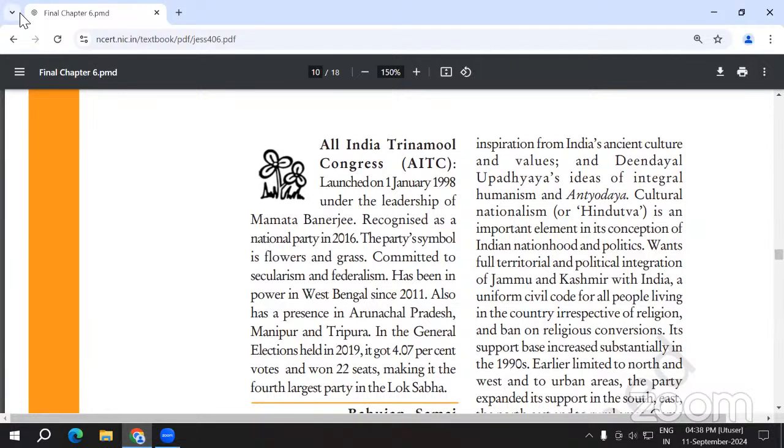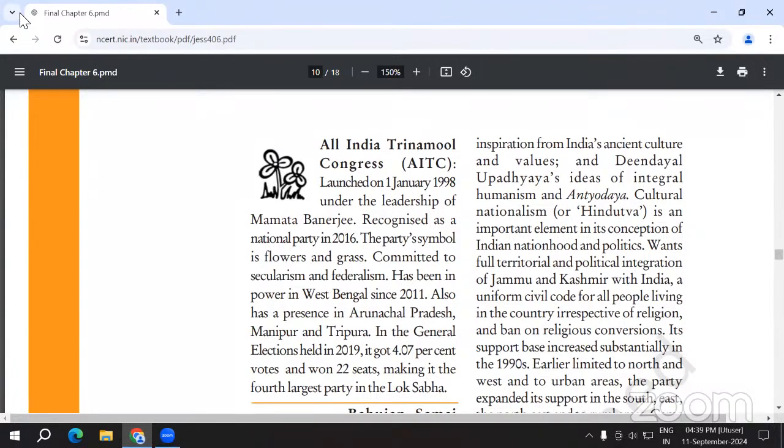2011, this government came to power in West Bengal. And from that time onwards, whatever elections took place, this party only was ruling. In the 2019 election, you see that this party secured 22 seats in Lok Sabha. Here, how many seats are required? 4 seats. It got 22 seats in the 2019 Lok Sabha election. So, it is declared as a national party.